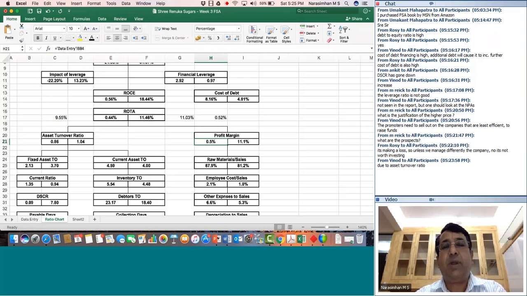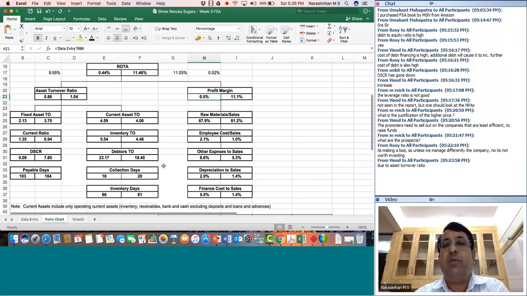So we get some idea about what is driving this business. Profit margin is driving the business, and since the profit margin has come down to 0.5, we have a problem there. So the question is why profit margin has come down from 11.1 to 0.5. We have a few ratios here which we can think about.